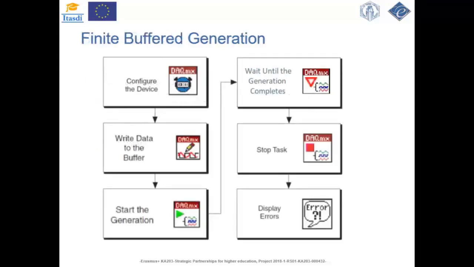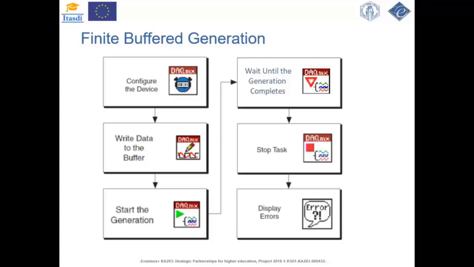Now going on to the finite buffer generation. If we want to generate multiple analog output samples, we need to configure the pull-down menu of the DAQmx Write VI for multiple samples. We use a multiple sample generation if we want to generate a time-varying signal, such as an AC sine wave, for example. Multiple point generation is also known as buffered analog output, which can either be finite or continuous.